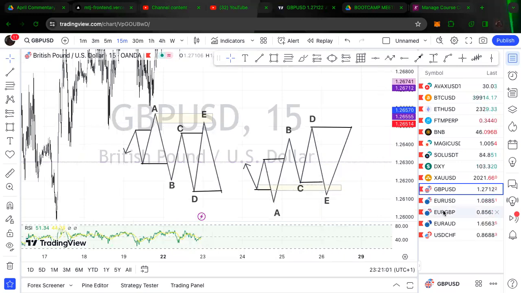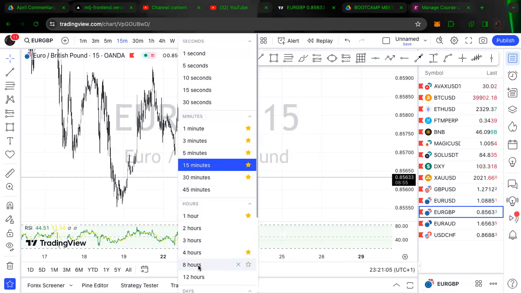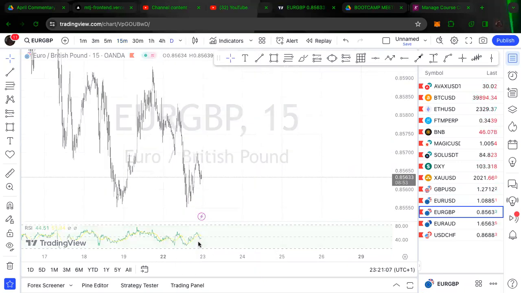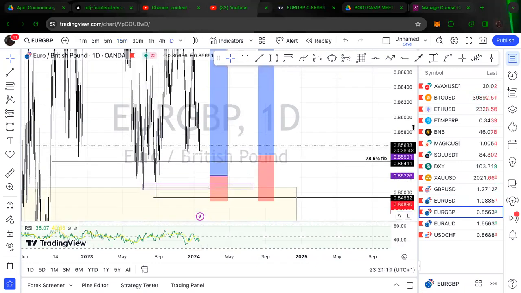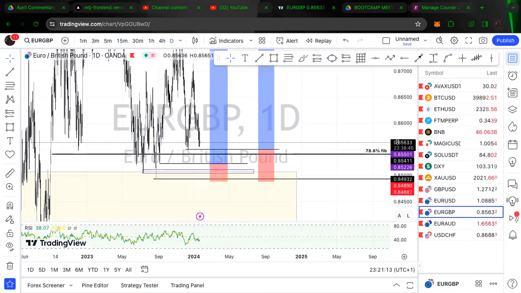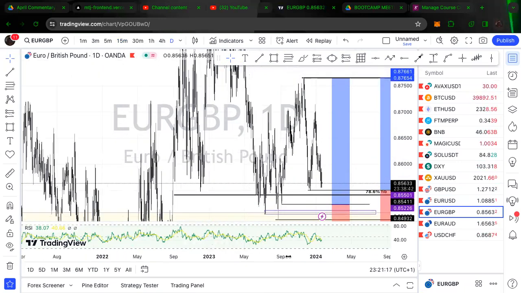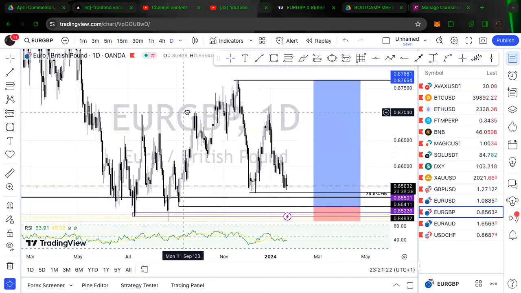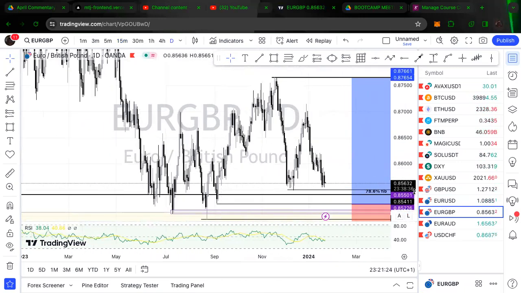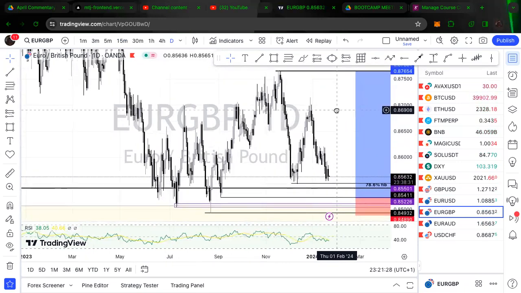So let's go to Euro GBP. Let me show you an entry that I have on the daily time frame. Quickly, that's just the entry model. Let me just explain ABCD to you with this chart quickly. I know the smart ones will quickly grab it. I pray everybody grabs it.